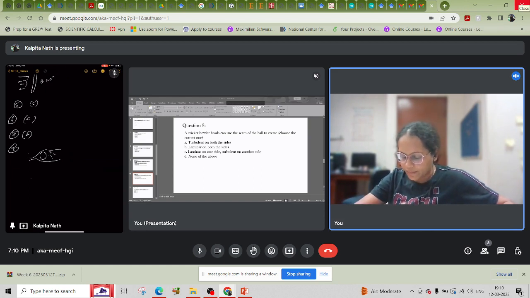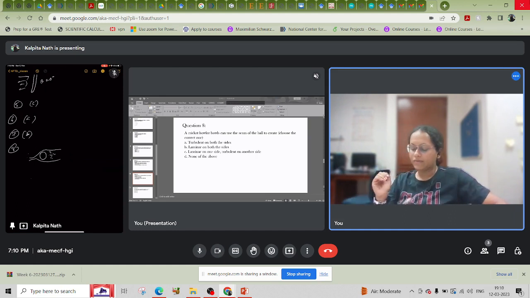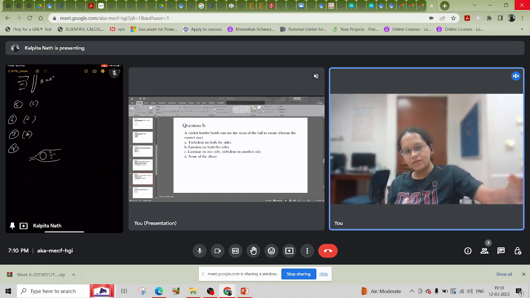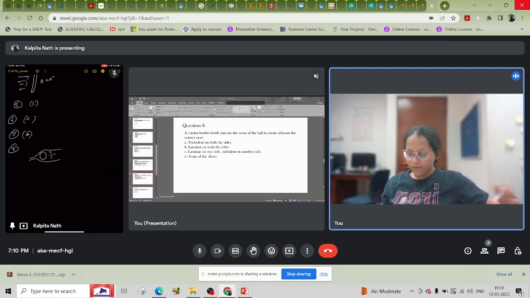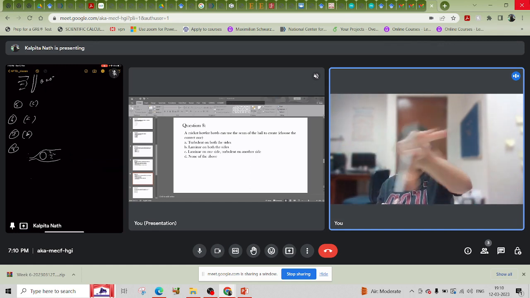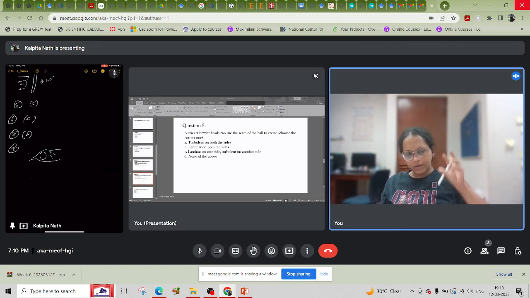The location of this separation point determines the pressure, and a relatively late separation results in lower pressure on that side. A side force or swing will only be generated if there is a pressure difference between both sides. Then the ball will move like this or like this, either in swing or out swing.